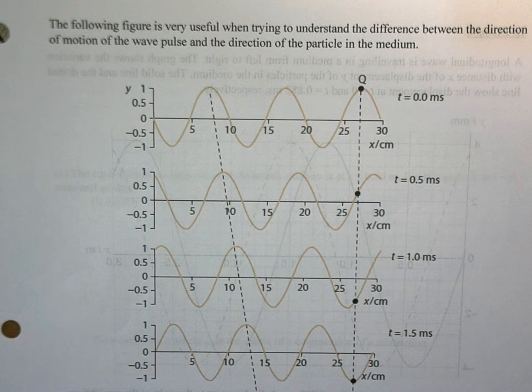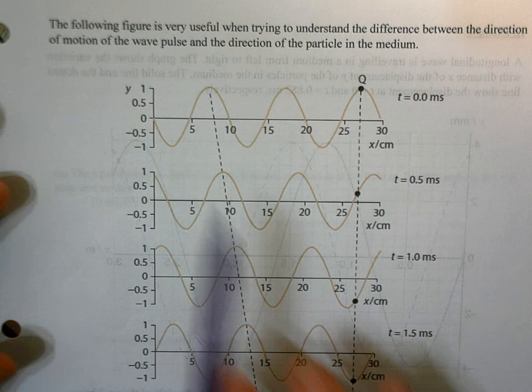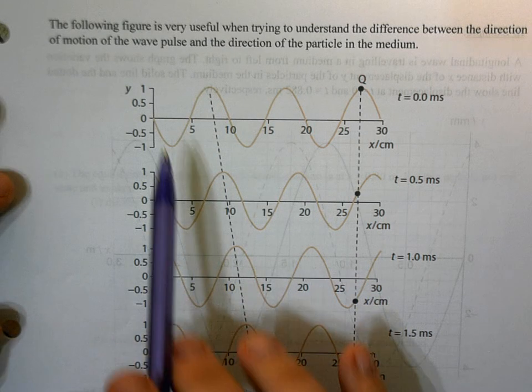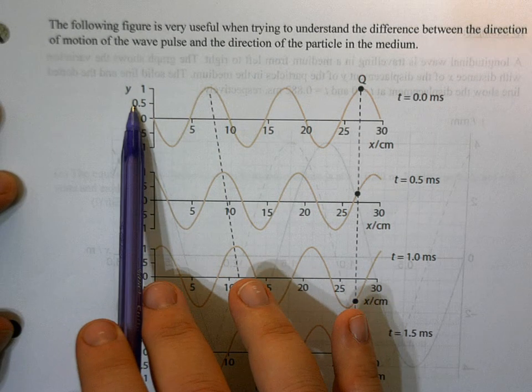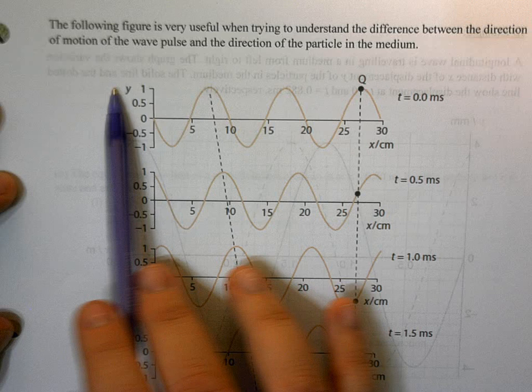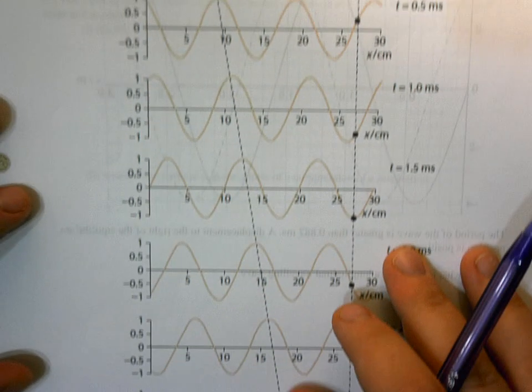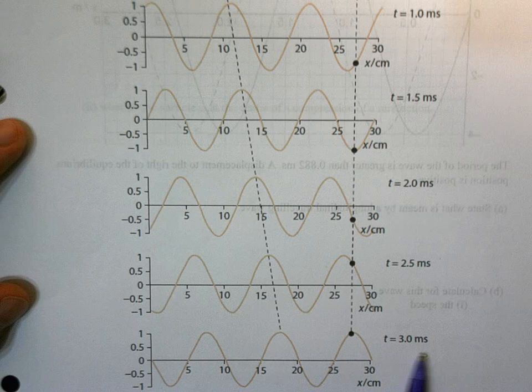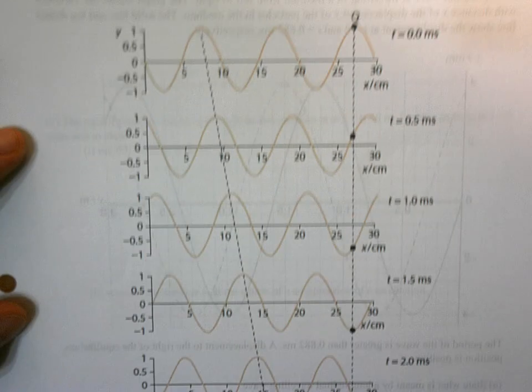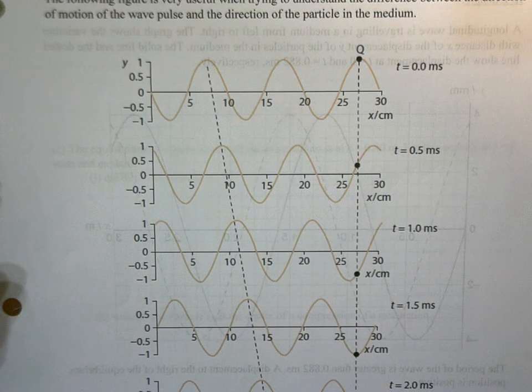When we talk about wave mechanics, one of the things we always want to establish is the difference between the movement of energy, or the wave pulse, versus the actual medium itself. That's highlighted in this diagram here. You will see this series of graphs of amplitude as a function of position of the wave. It's tracking this wave over a period of 3 milliseconds, taking a snapshot every half a millisecond.